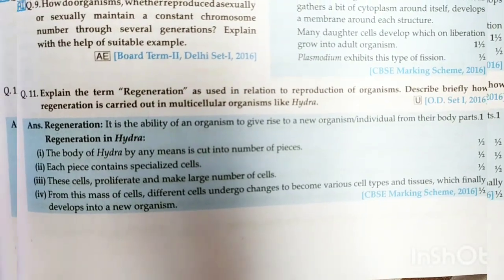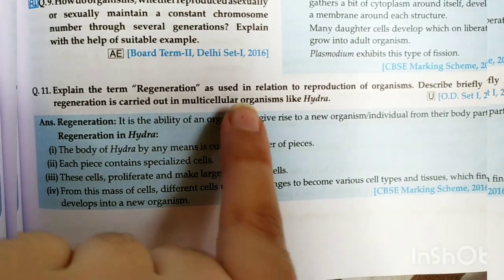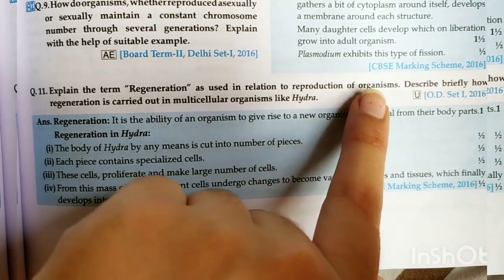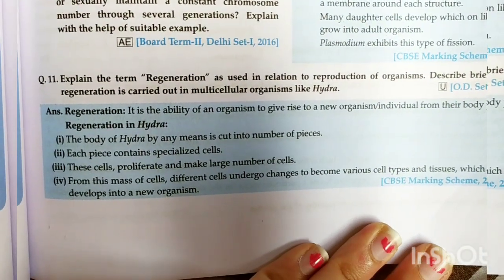Now this is the second question from Chapter 8, Reproduction. So the question starts from here. Explain the term regeneration as used in relation to reproduction of organisms. Describe briefly how regeneration is carried out in multicellular organisms like Hydra.